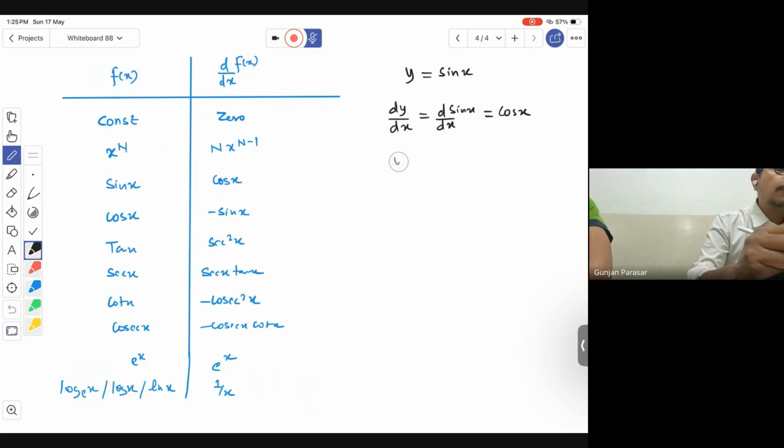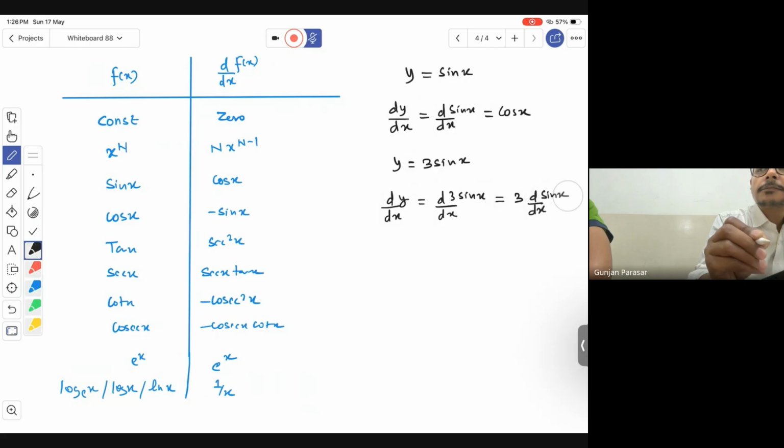Next, if I give you y is 3 times sin x, what will be the differentiation then? I will do it like this, and tell me whether it feels like a logical thing to do or not. 3 I will take outside, and that will be equal to 3 times dy by dx of sin x. Logical or not, this is what we do. Suppose I give you y equals x, what is the slope? 1. y equals 3x, what is the slope? 3. 3 times 1, no?